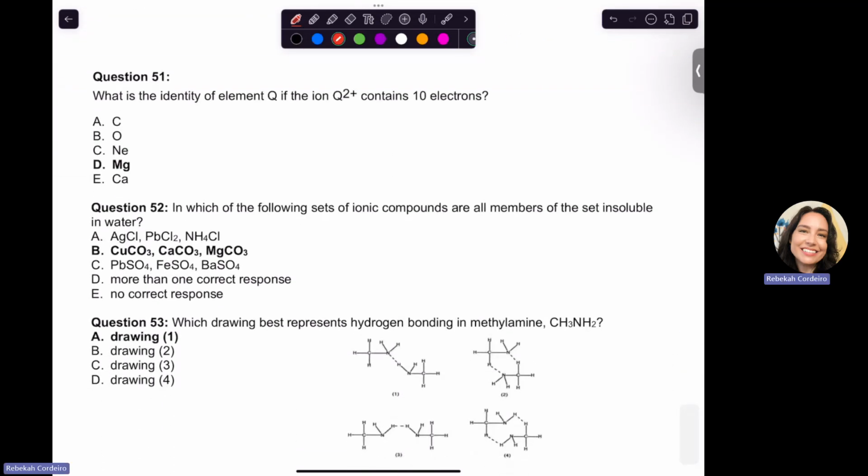What is Q if Q2 plus contains 10 electrons? All right, so Q2 plus is 10 electrons. Now, how do we get to be a plus? We have to lose 2 electrons. So if I lost 2 to get 10, how many did I originally have? 12. Who has 12 protons?